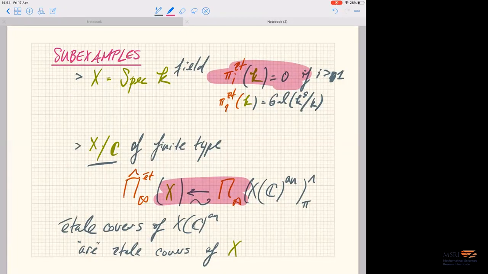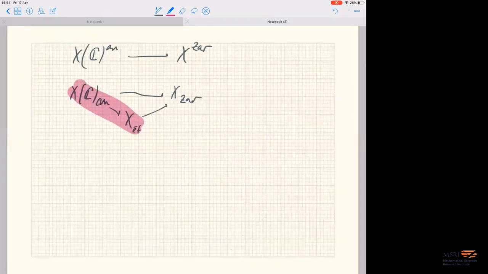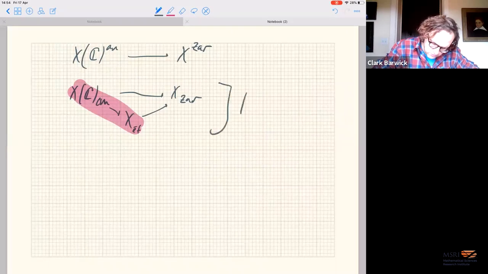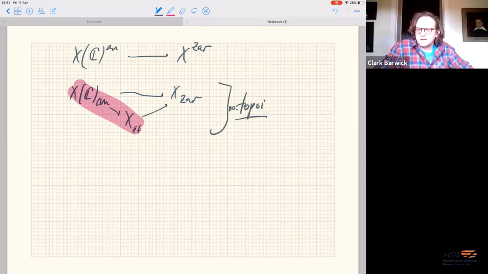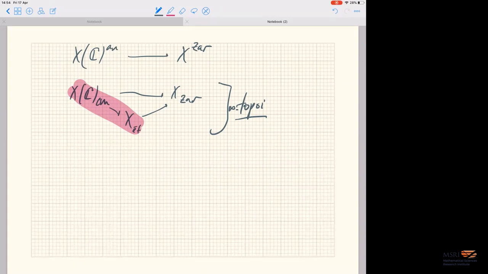And you said that commutative triangle was a triangle of topoi? Yeah, this is a commutative triangle of topoi. Or infinity topoi, if you feel like being infinity, which this is higher categories. Good.